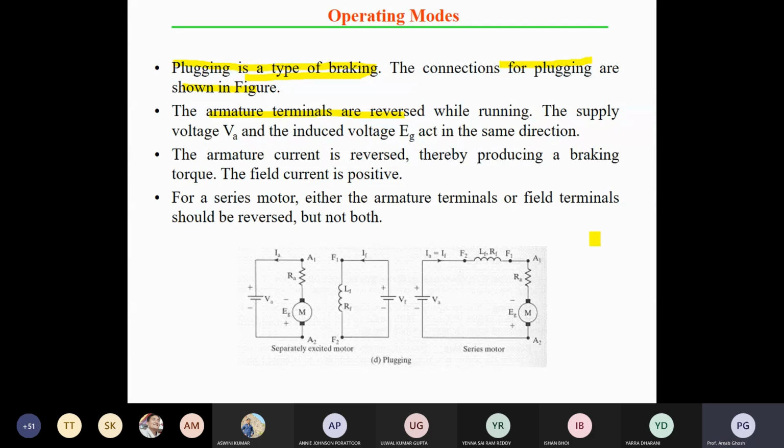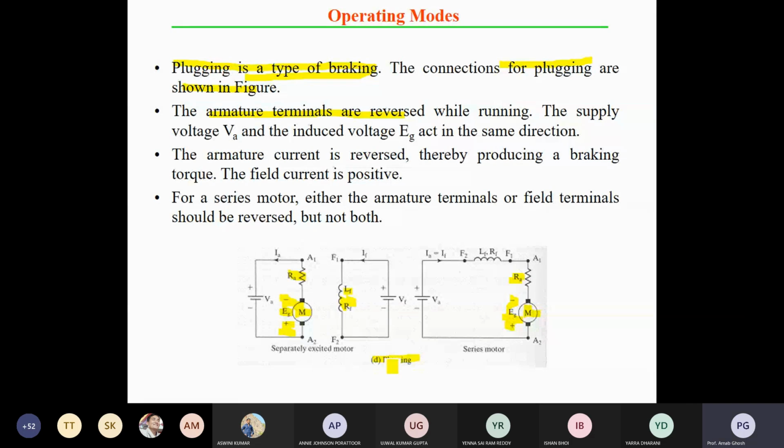For the series motor, either the armature terminals or the field terminals should be reversed, but not both. So those are the conditions. Here you can see that for EG the terminal is changed, that's why it comes minus then plus, again the same thing, minus then plus. So it is your motoring condition. Same thing is there, LF and RF both are there, and it is your RA. So all these things are there in the plugging conditions.